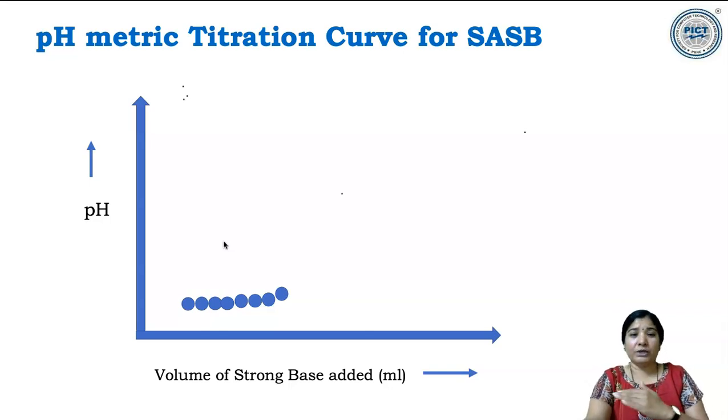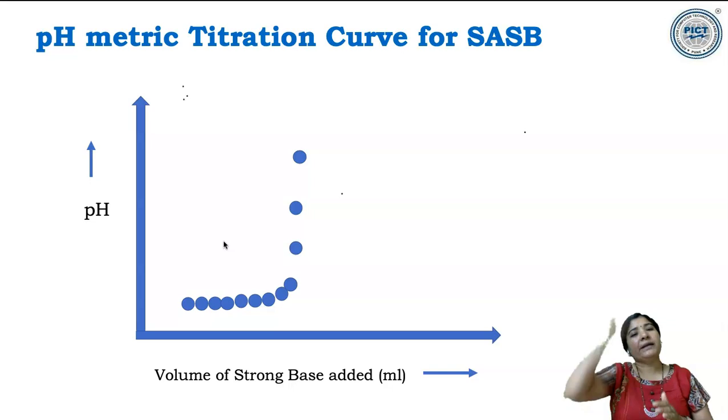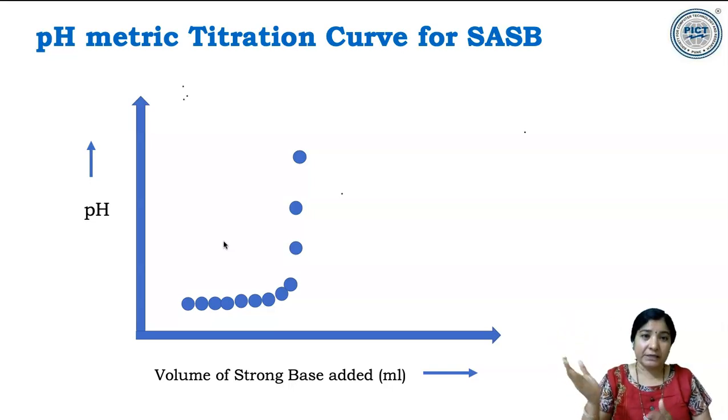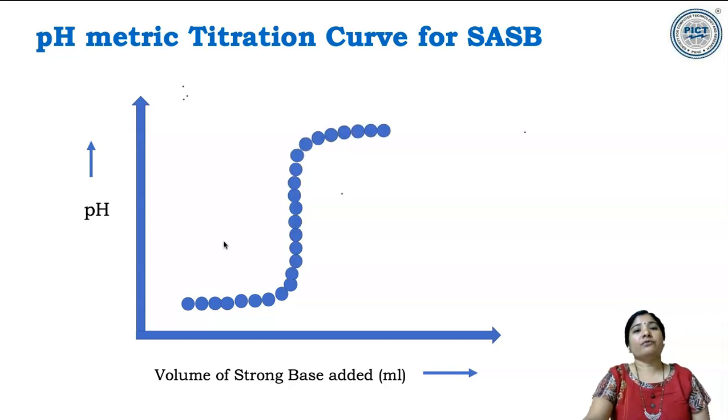It will increase slowly, but when it reaches near the equivalence point, it shows an inflection. A rapid change in the pH value can be seen near the equivalence point. And then after the equivalence point, it again increases very slowly, almost constant. So this is the pH metric titration curve for strong acid, strong base titration.